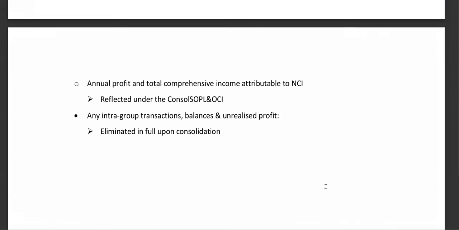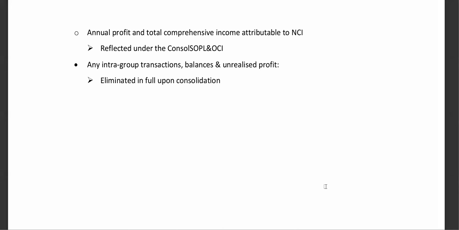And as we move on, we need to also highlight how we would account for the annual profit. And the annual profit that belongs to the non-controlling interest and the total comprehensive income, because if you have income coming from other sources, which we recognize under other comprehensive income, the 25% share which is attributable to the NCI should be reflected separately under the consolidated statement of profit or loss and other comprehensive income. So remember, we will consolidate 100%.